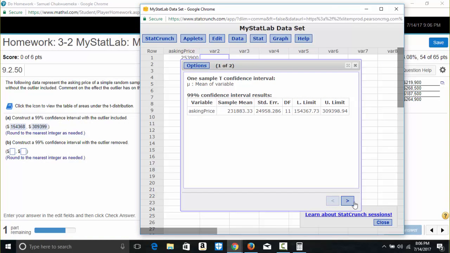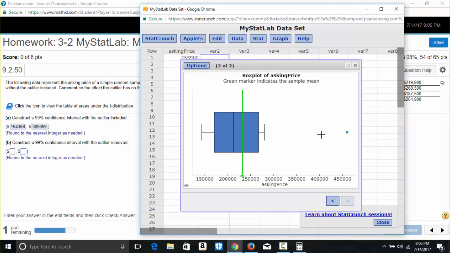Now, if you want to see this, let's look at this. If you move here, you see the box plot. You see this outlier here. You see how far it is. 459,900, that's the outlier. When you construct a box plot, this is the outlier here. Okay, let's go ahead and close this.